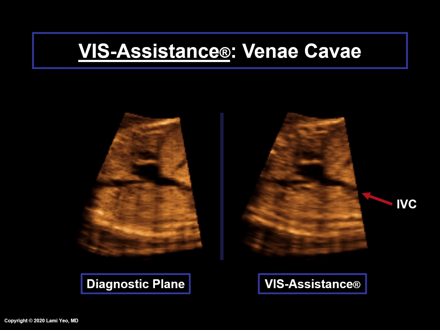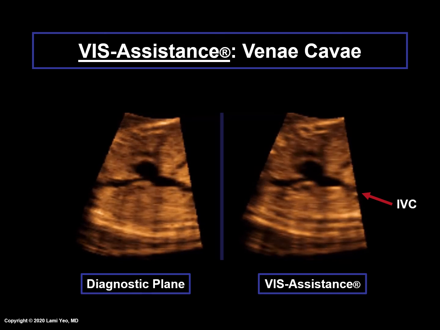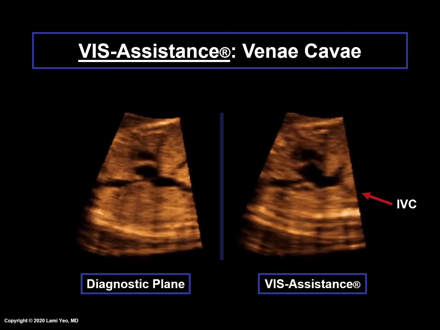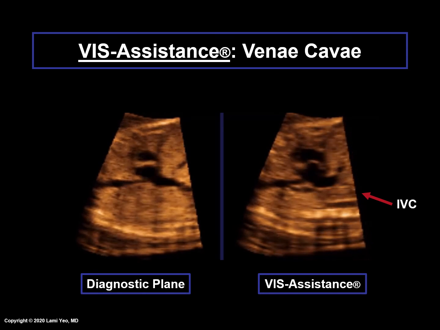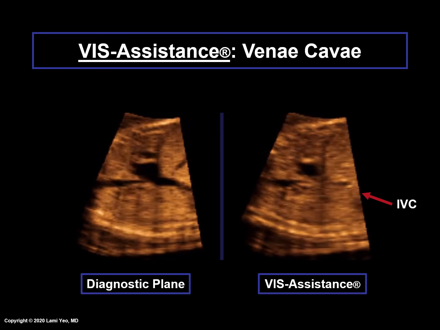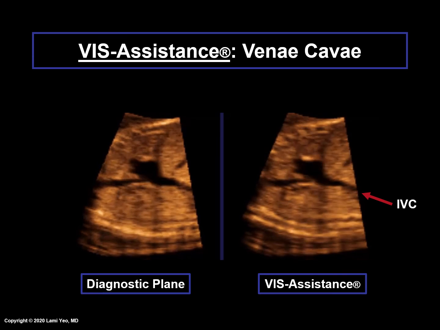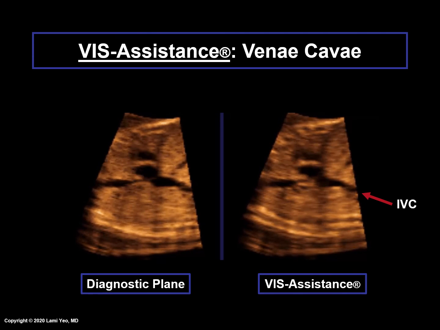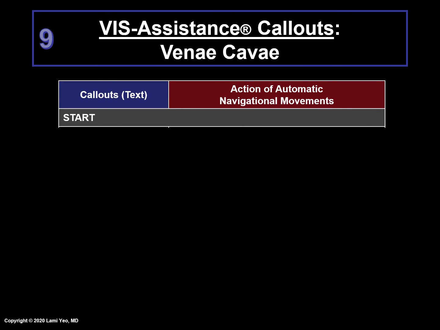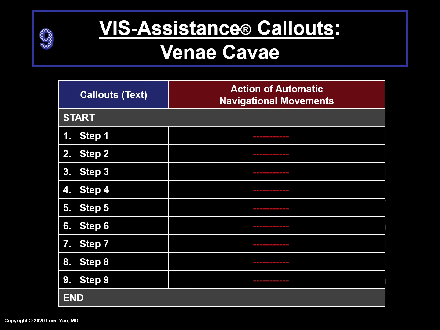It is noteworthy that we have programmed the vena cava VISA so that the inferior vena cava shown by the red arrow may be viewed multiple times throughout the video clip, appearing and disappearing as the video clip plays. There are 9 generalized callouts for this VISA video clip and are labeled Step 1 through Step 9.